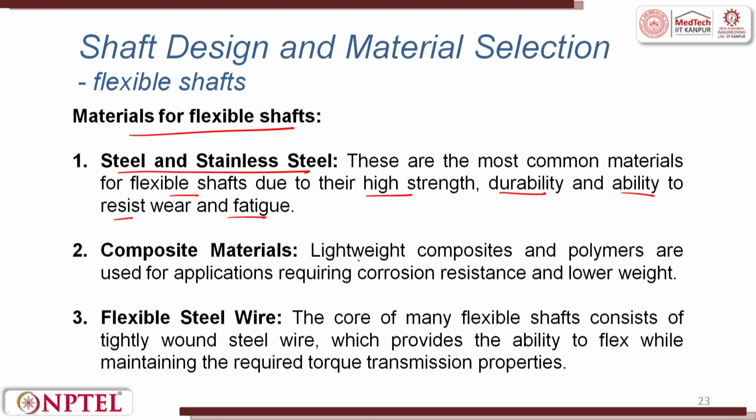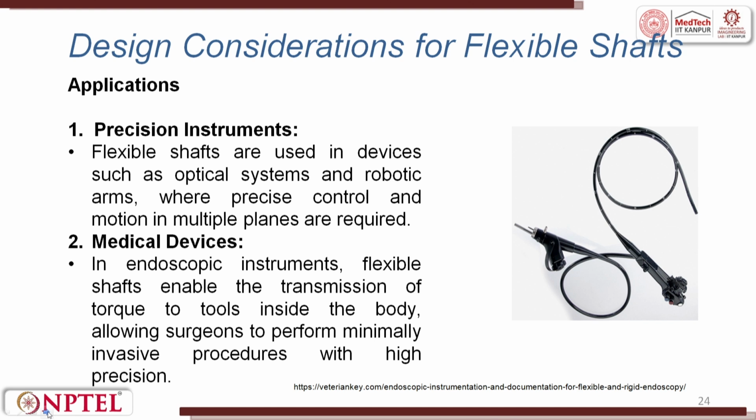Composite materials are lightweight, so lightweight composites and polymers are used for applications requiring corrosion resistance and lower weight. Then comes flexible steel wire. The core of many flexible shafts consists of a tightly wound steel wire, which provides the ability to flex while maintaining the required torque transmission properties. Design considerations for flexible shafts.